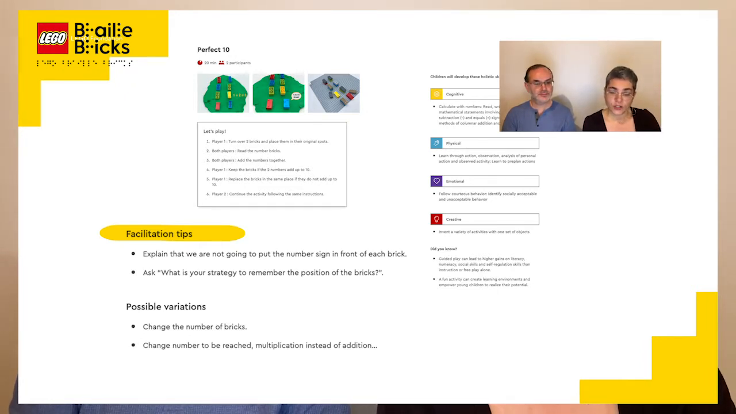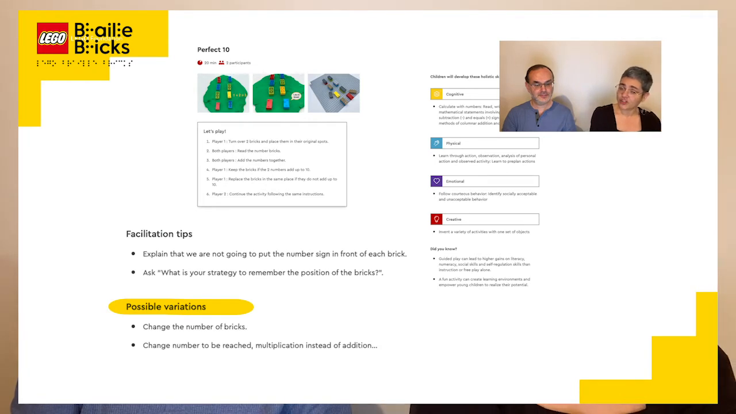We also can talk about their strategy, and that would have been nice to ask Noah, what is your strategy to remember the position of the bricks? Because I'm not sure he has one, but by asking the question, you will help him notice that he doesn't have a strategy, and that maybe it can be helpful, and we can help him to find his own strategy, one which is working well for him and things like that. So that's a good opportunity to suggest things and to improve the experience.